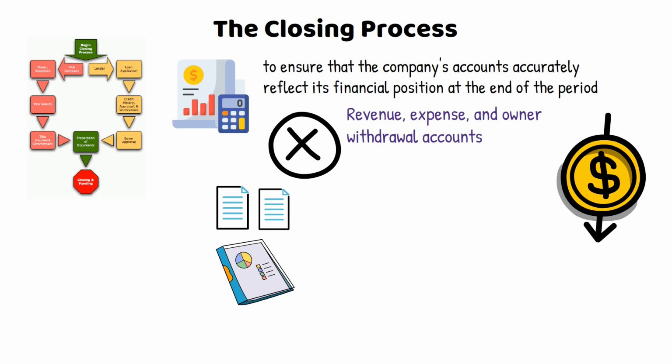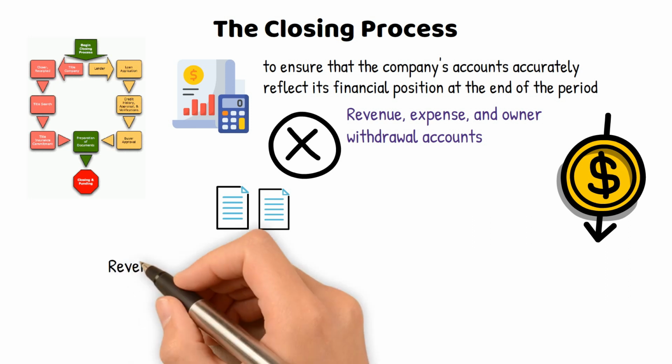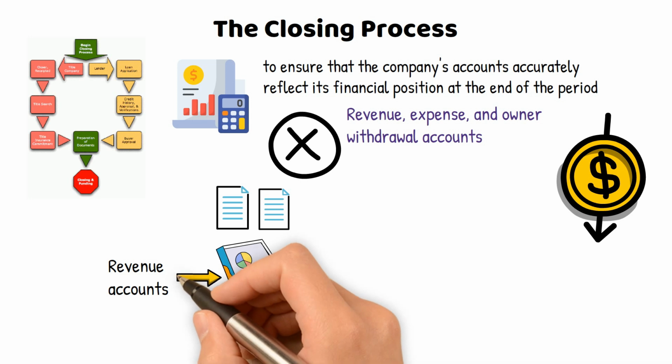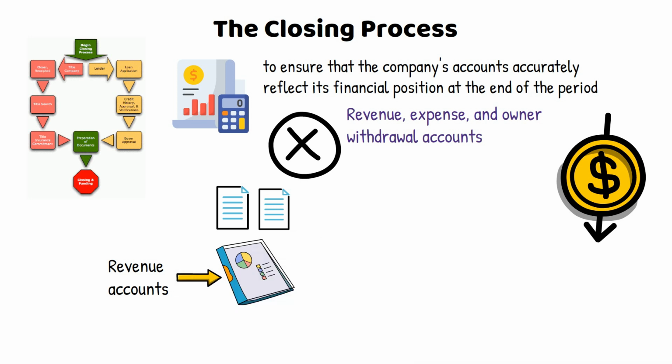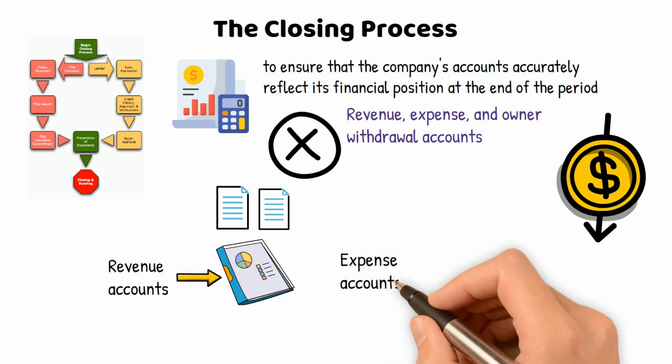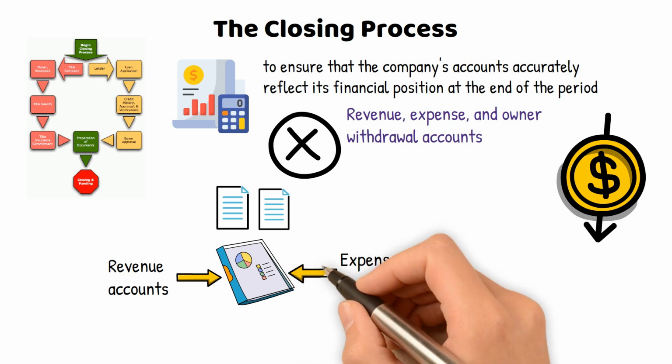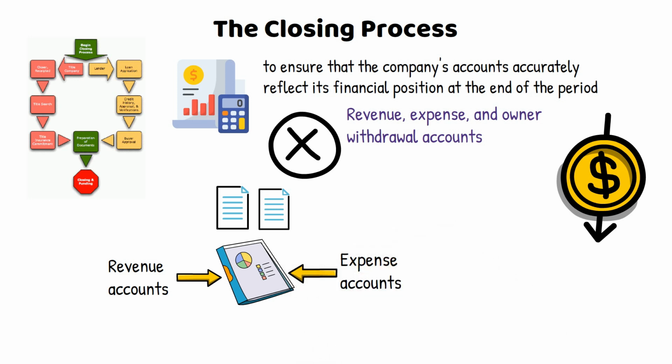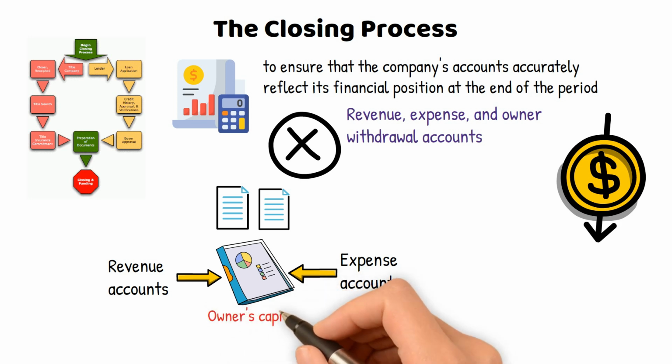The revenue accounts, which represent the company's income for the period, are closed into the owner's capital account to show the increase in the owner's equity. The expense accounts, which represent the business costs for the period, are closed into the owner's capital account to show the decrease in the owner's equity.